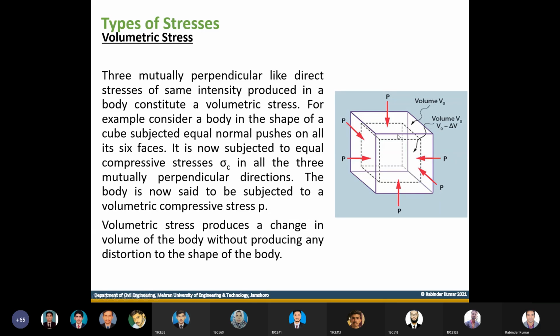Shape, this is cubical shape. And whatever the change is happening on this block, it will be same. The change will be same on these sides. If you apply the force, the change will be same. So obviously, this cube will remain cube. Okay, only the capacity will differ.